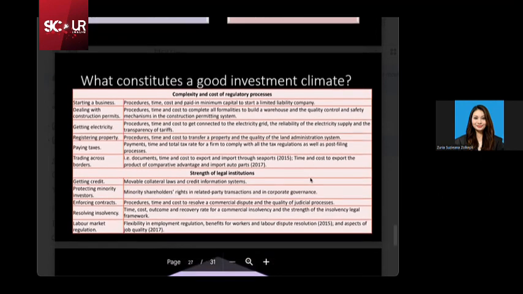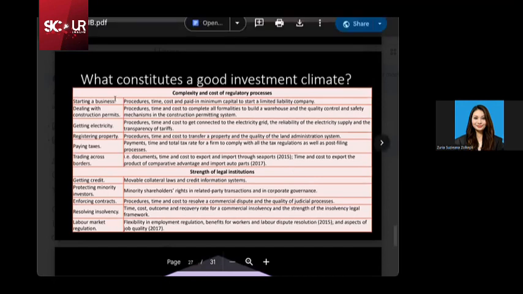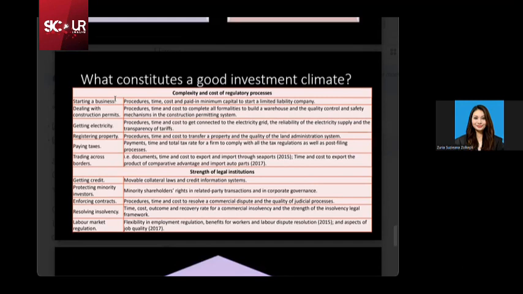Okay, last part. What constitutes a good investment climate? This is starting a business. I think this information is quite important. It's quite beneficial for you if you plan to expand your company and would like to present to your managerial level, top management, about going abroad to start a business.